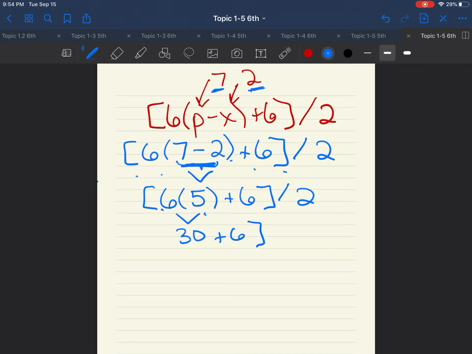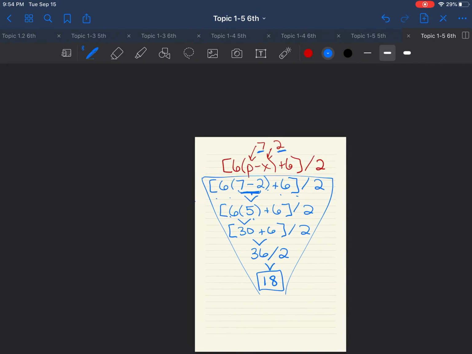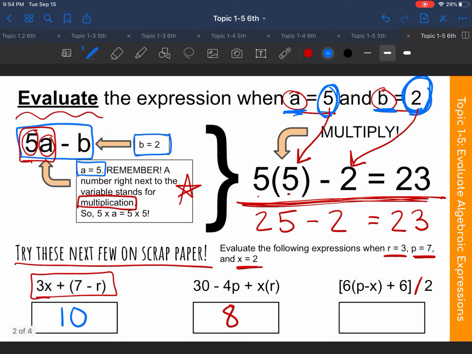Now we do 6 times 5 is 30 plus 6 brackets divided by 2. We have 30 plus 6 is 36 divided by 2. 36 divided by 2 is 18. And that is our answer, okay? And again, just like before, it should look like a slice of pizza.